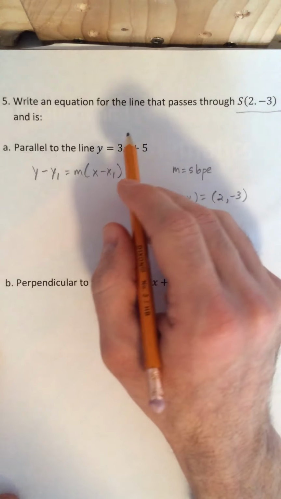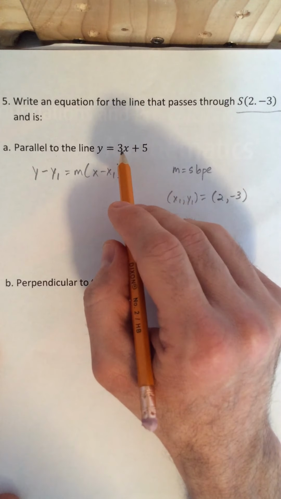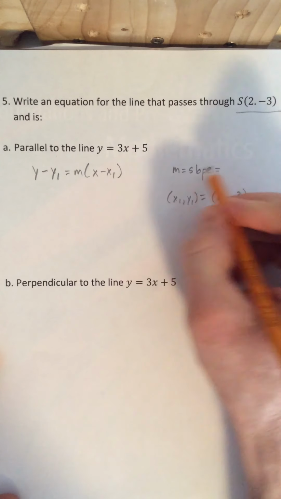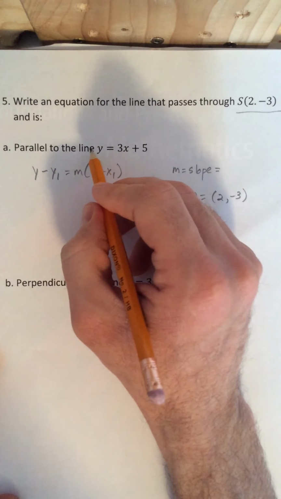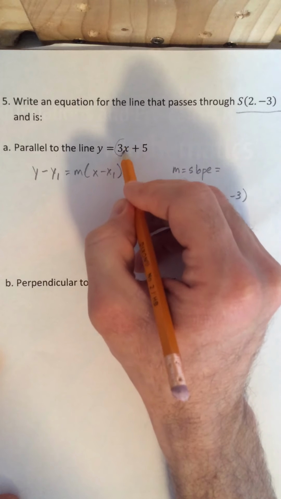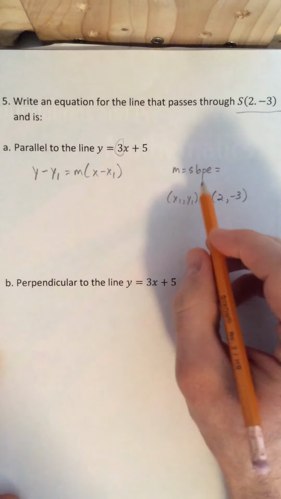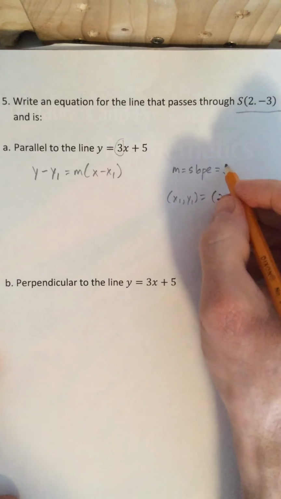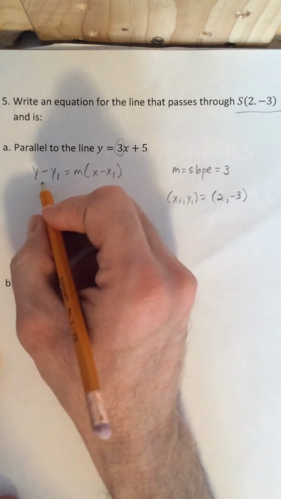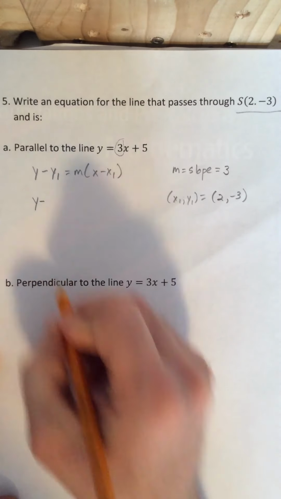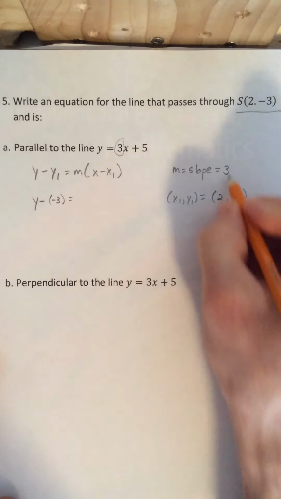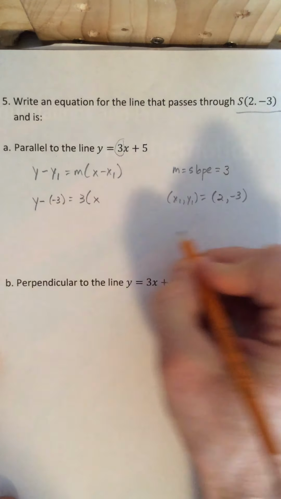And what we previously learned about parallel lines is that parallel lines have the exact same slope. So since the slope of the line here is 3, the equation of our line is going to have the exact same slope, which is also 3. So now that we know this information, we can fill it in here into our formula, y minus y1, which is negative 3, and the slope is 3, and we have x minus x1, x1 is 2.